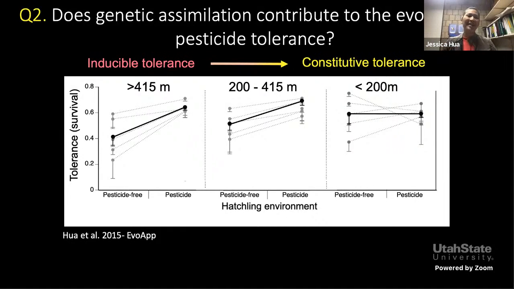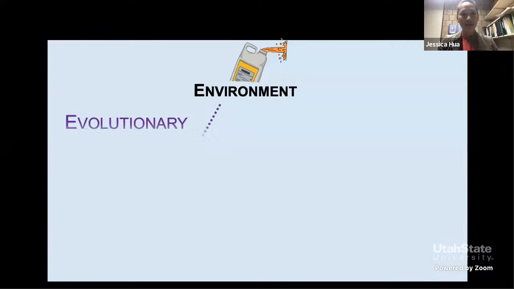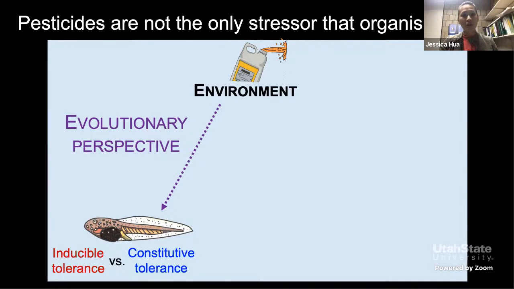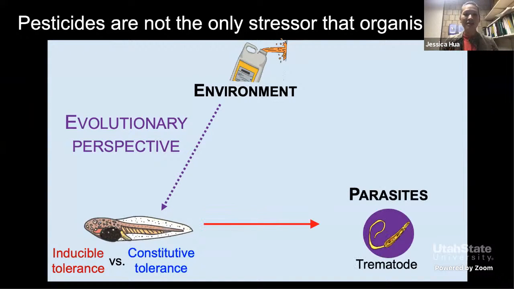So all in all, I showed this data as a foundation because the work we do with host-parasite interactions builds off of this finding that pesticides in the environment can lead to hosts exhibiting 2 types of tolerance, inducible and constitutive tolerance. We know that these different mechanisms for tolerance are likely associated with different costs. And if pesticides are not the only stressor that organisms face, how might exhibiting these different mechanisms of tolerance lead to their ability to avoid parasites?